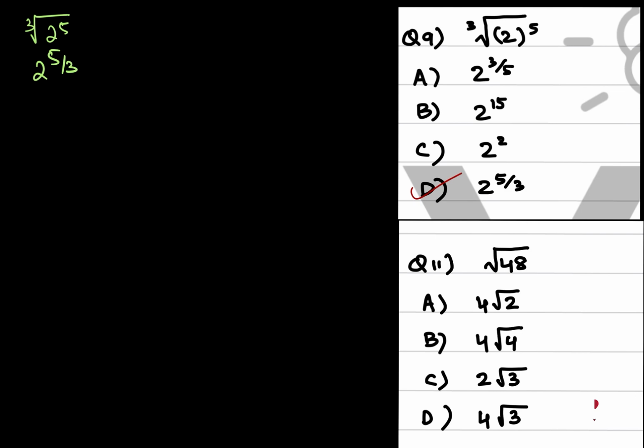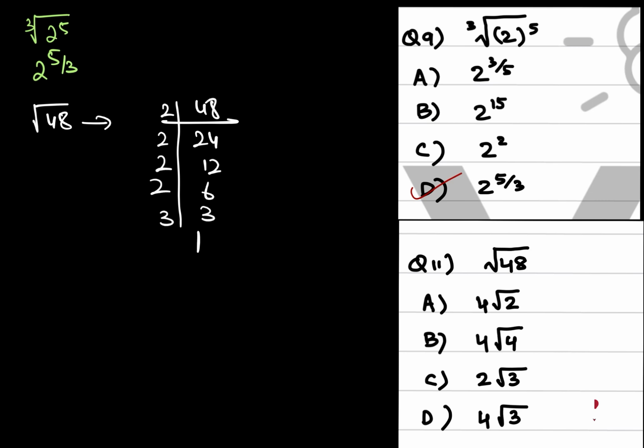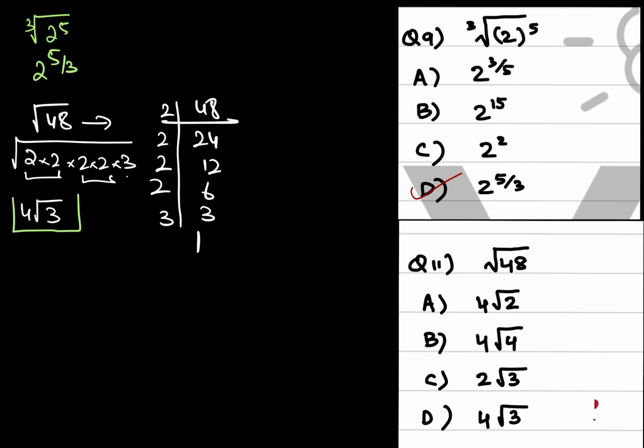Okay guys, so let's look at question number 11. Question 11 says under root of 48. Since all of us know that 48 is not a perfect square, we're going to again do the prime factorization of this. So it's going to be 2 into 24, 2 into 12, 2 into 6, 2 into 3, and 3 into 1. So that means it's going to become 2 into 2 into 2 into 2 into 3. Now it's a square root, so we're going to make pairs of 2, and this 3 will be left behind. So that means it's going to become 4 under root 3. And that's what is going to be the answer of this.